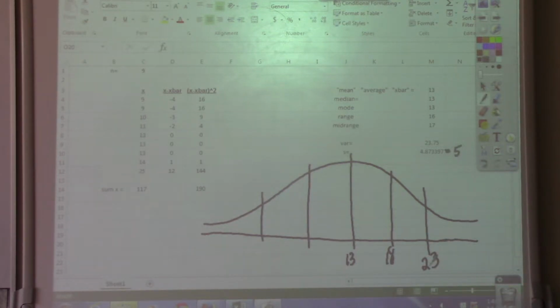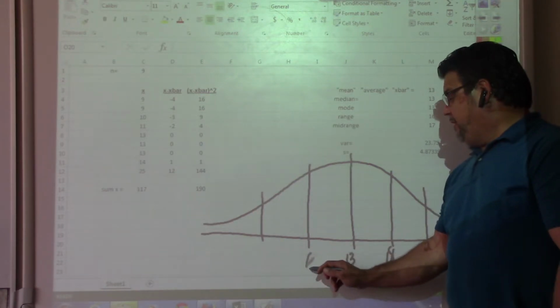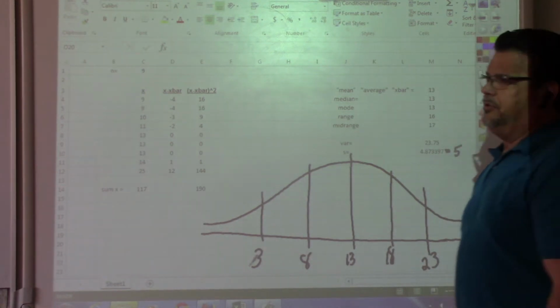Okay. And I think I got it. So what you're doing is you're adding the 2 important things, the mean in the middle and the standard deviation, and you're adding the standard deviation to that to get the next number, right? Yeah. Okay. Now what do we do when we go to the left? Subtract. Subtract, so 13 minus 5 is 8, and 8 minus 5 is? 3.